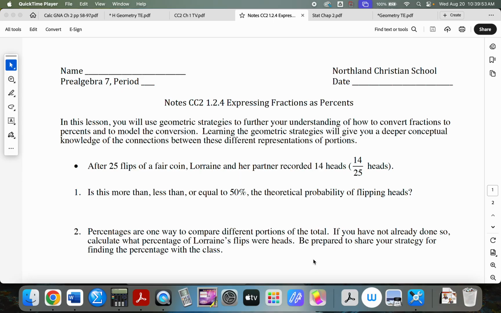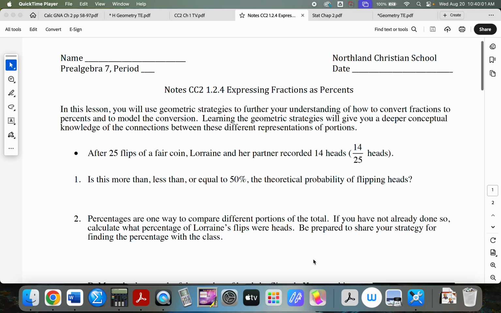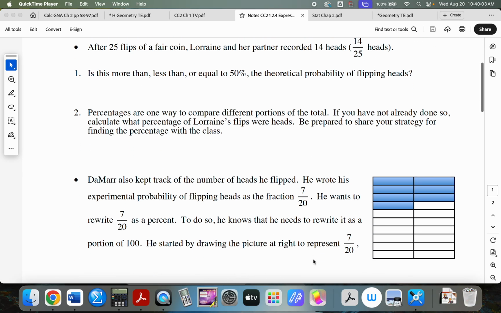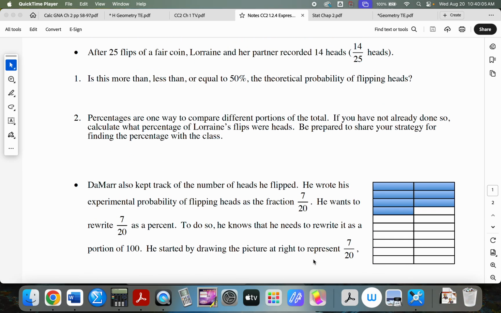So after 25 flips of a fair coin, Lorraine and her partner had recorded 14 heads. So 14 out of 25. Is this more than, less than, or equal to 50%, which is the theoretical probability? Anybody? It's more, okay? Because 12 and a half would be half. So it's more than.